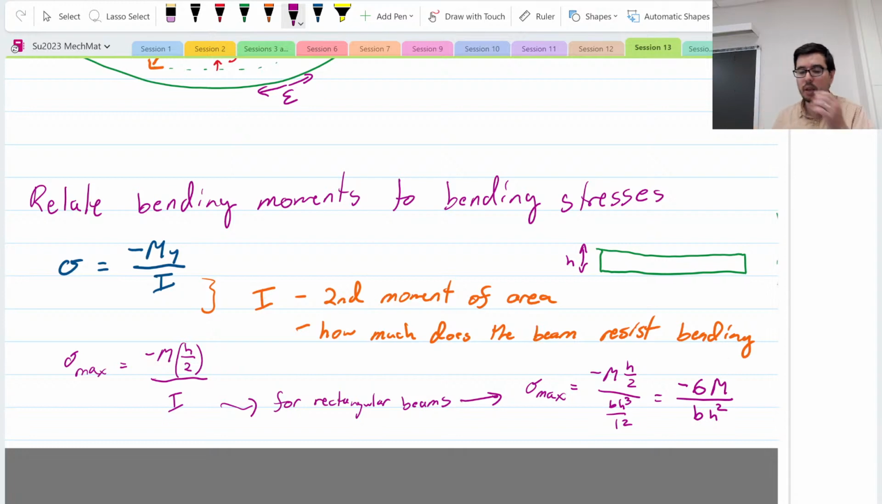Okay. Now my m looks crummy. This is a significant relationship. What it's saying is that the bending stress, if I increase the width of the beam, that helps. But if I increase the thickness of the beam, it helps with h squared essentially.